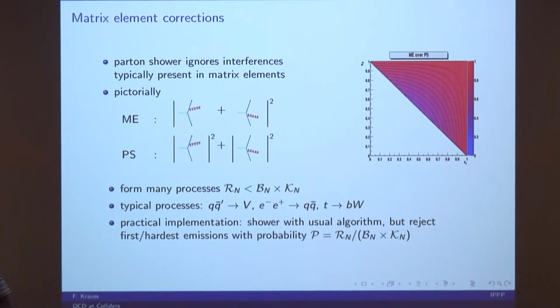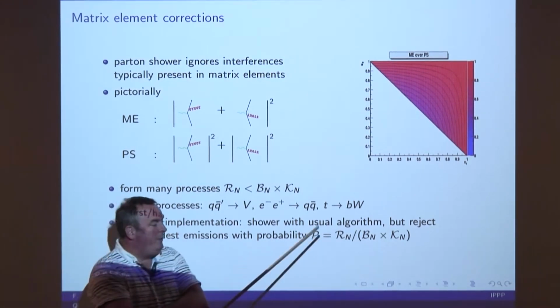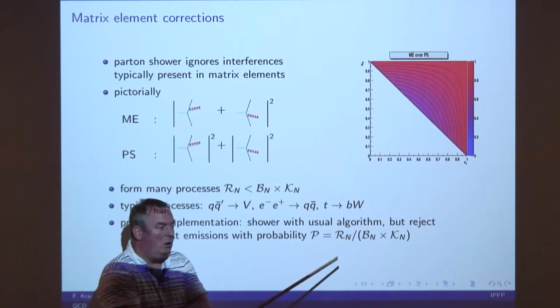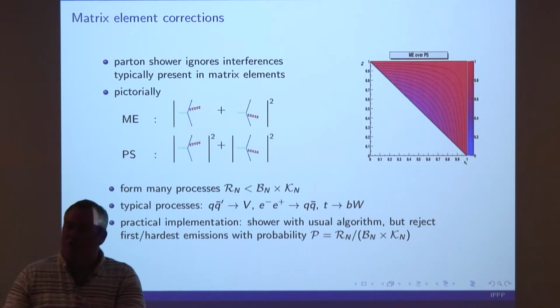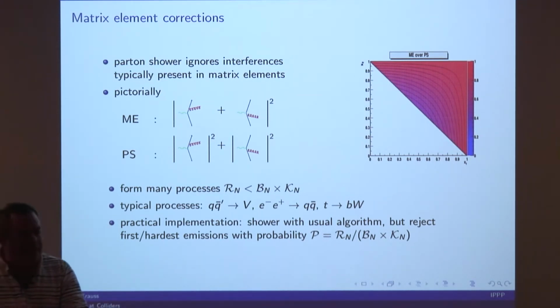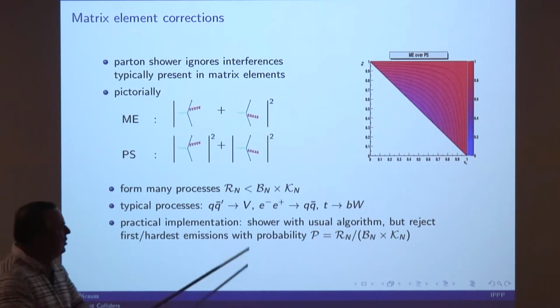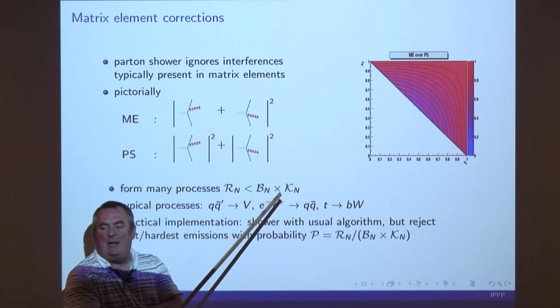And what you can do now is you let your parton shower run, and for, say, the first emission, you form this ratio, and you know it's a number between 0 and 1. And then you compare with a random number, and you accept or reject this emission. So in other words, you reweight your parton shower such that it reproduces the matrix element. See what I mean? I'm going to formalize it a little bit later, but this works only because R is smaller than B times K all over phase space.